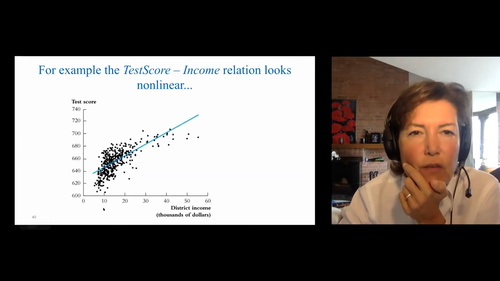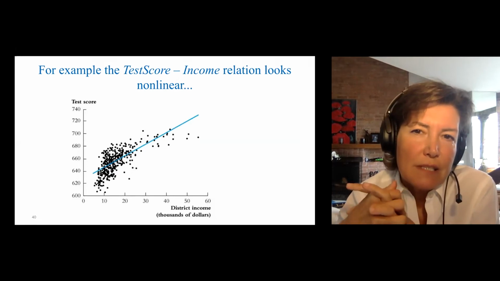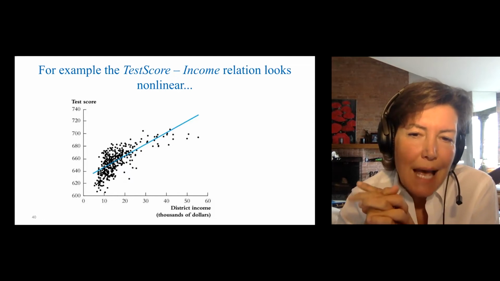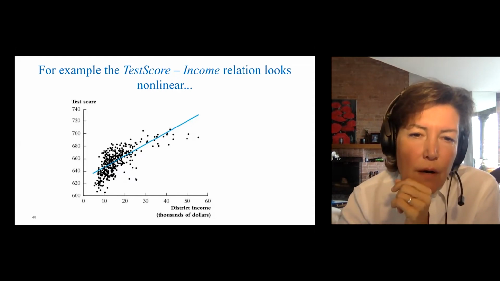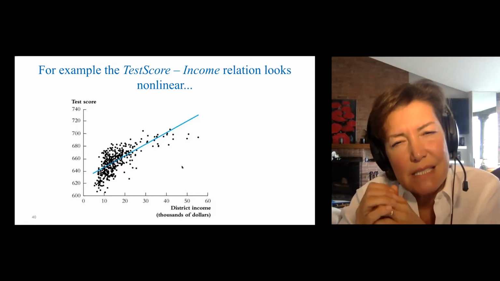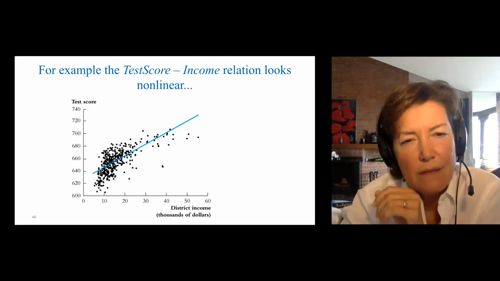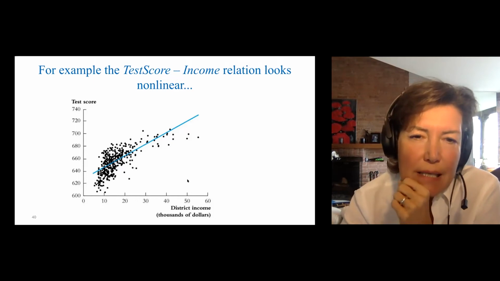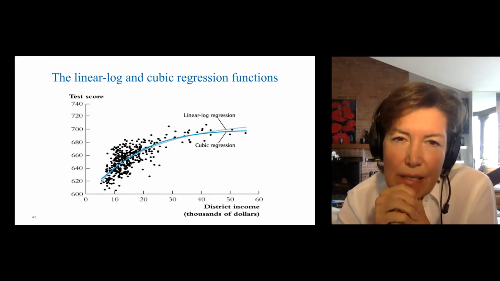So let's look, for example, at the relationship between test score and school district income. The average income, let's say this is in $1,000, so this is about 20,000. And here is for that district, the test score is 640. Does this look like a linear line, like this one, the blue one? It doesn't look like it. It looks more like a non-linear line.